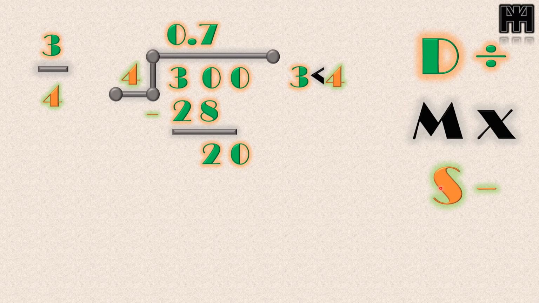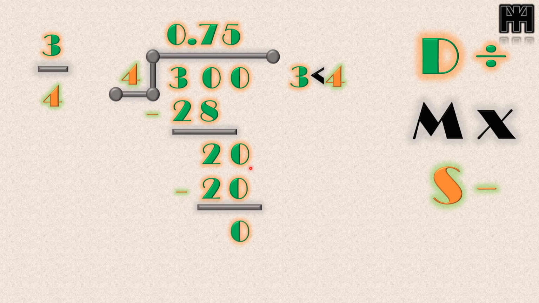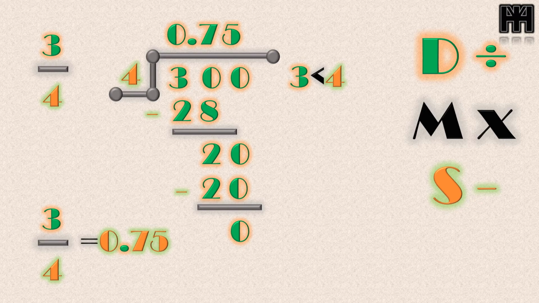Divide, multiply, subtract. To divide here, we'll have 20 divided by 4. 20 divided by 4 will give us 5. Then multiply. 5 times 4 will give us 20. Then subtract. We have 20 minus 20 will give us 0. Congratulations, this is the answer, 0.75. So we have 3 over 4 equal to 0.75.